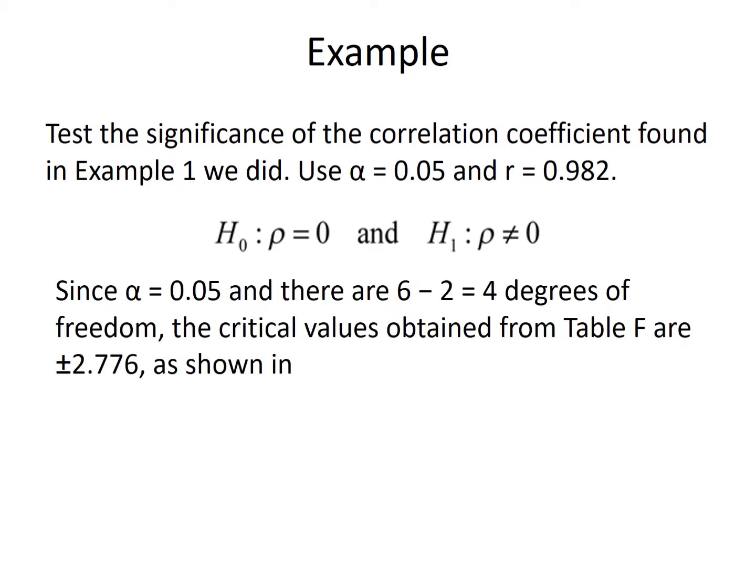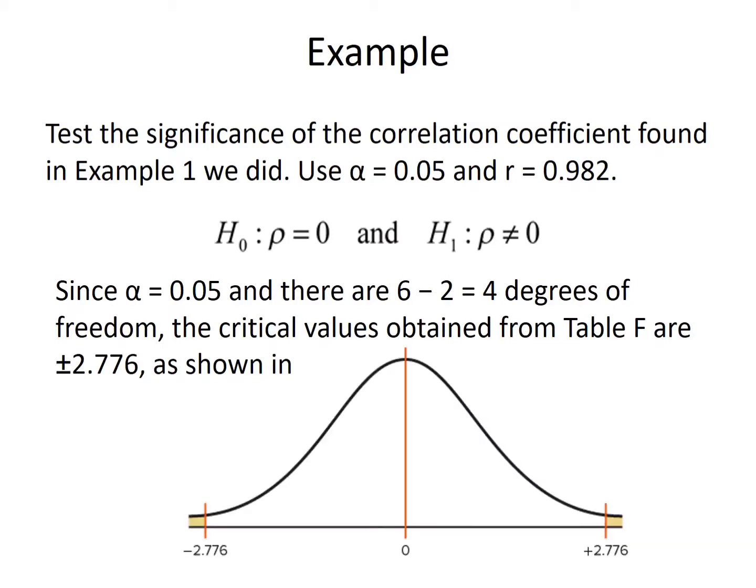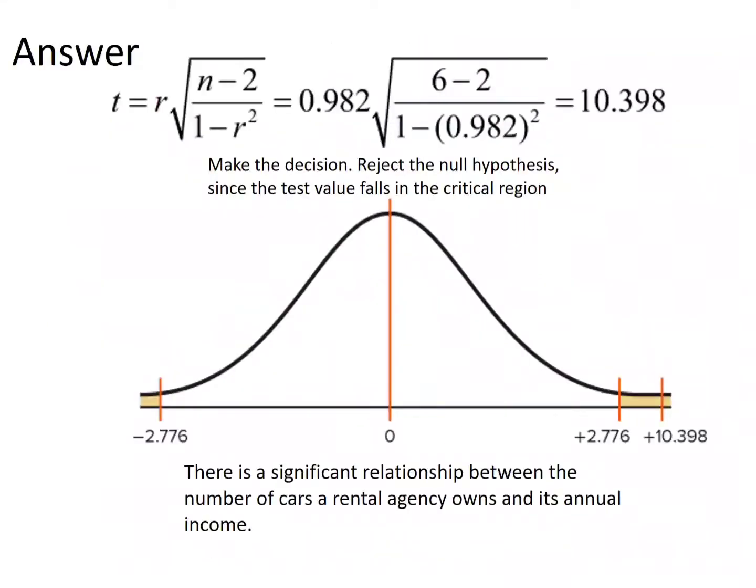Since alpha equals 0.05 and the sample size is 6, then 6 minus 2 is 4. So the degrees of freedom is 4. The critical values obtained from table F are plus or minus 2.776, right? So as shown here, we have negative 2.776 and 2.776. Again, we are drawing and assuming normality. All right, at the significance level 0.05, we have to test to find our t value.